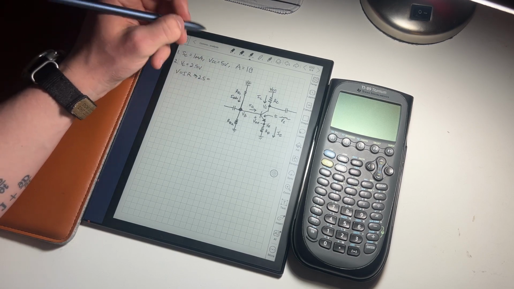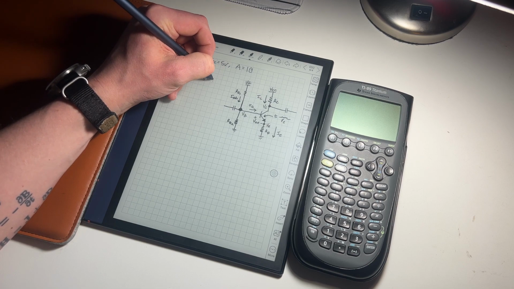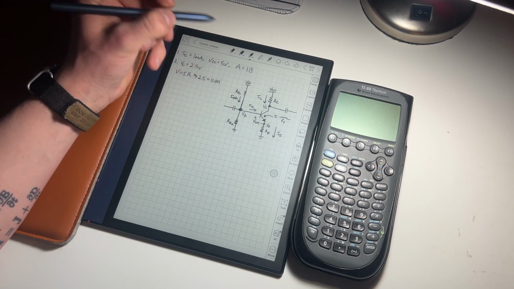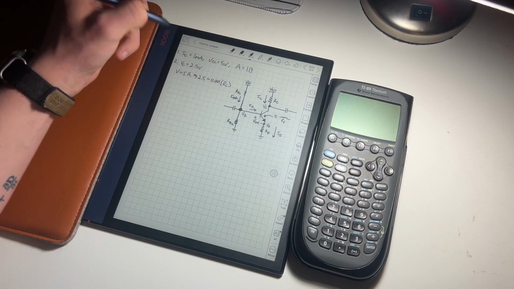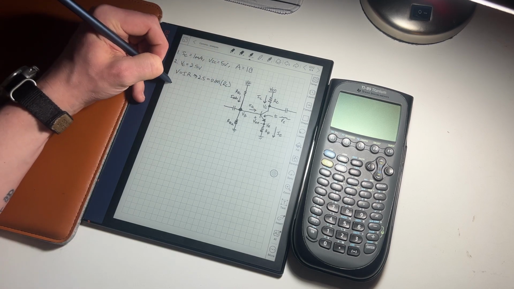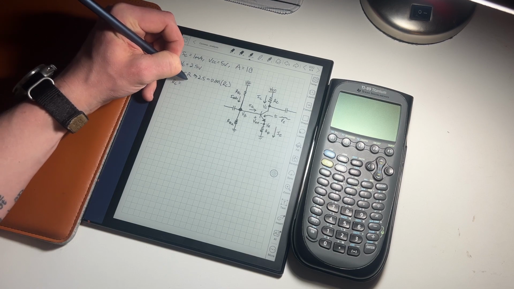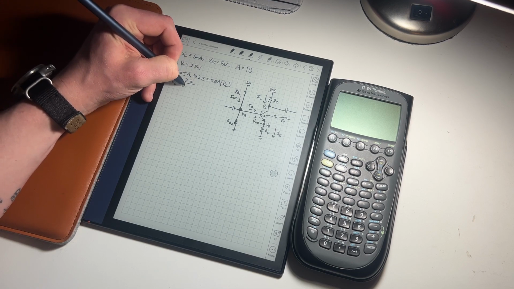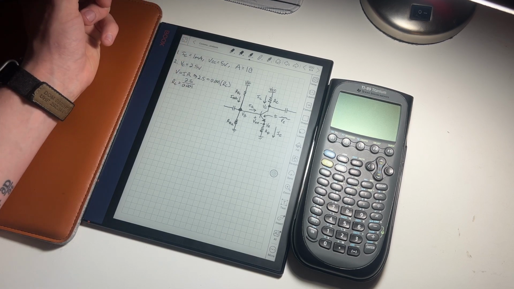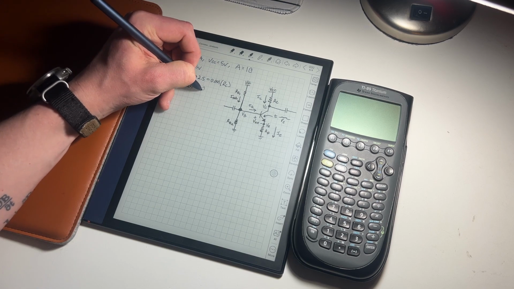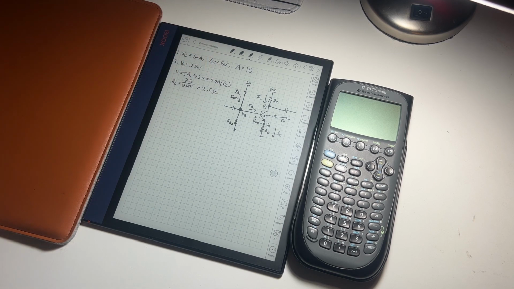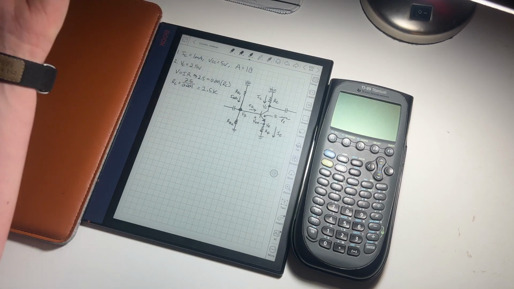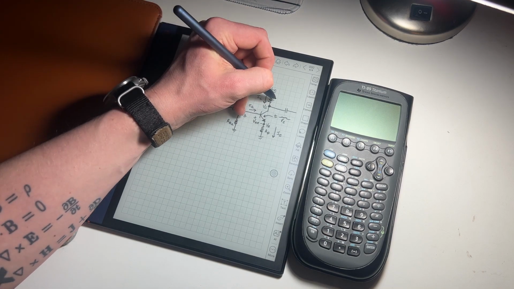And I have 1 milliamp running through that resistor, and that is going to be times RC. So rearranging this, RC equals 2.5 over 0.001, which equals 2.5 kiloohms. And that is what RC is.